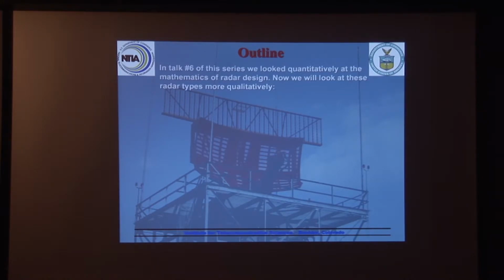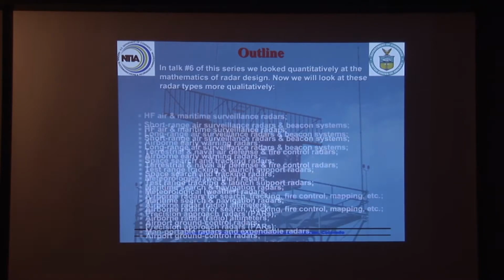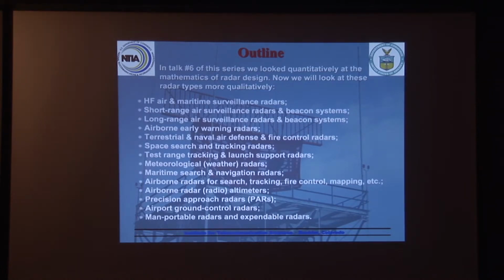Whereas in Talk 6 of this series we look quantitatively at the mathematics of radar design, we reviewed the radar equation and we designed our own radar. Now we'll look at the following types of radars more qualitatively. And we're going to try to get through this in 60 minutes, so we do have a lot to cover. But we're going to follow radars basically here in this talk as a function of their missions and their design types. You can tell from the length of the list that there are a lot of different types of radars in the world.